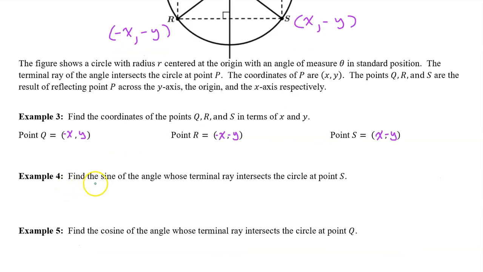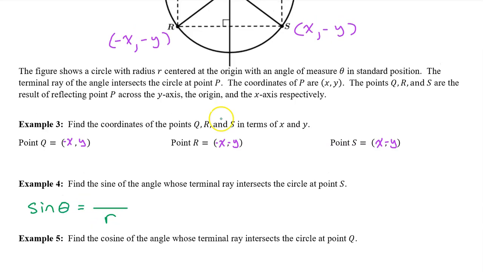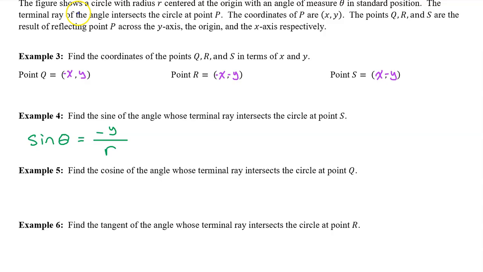Example 4. Find the sine of the angle whose terminal ray intersects the circle at point S. We know that the definition of sine theta is y over r. So we need the vertical displacement divided by the radius. But the vertical displacement of point S is the opposite of y. So that's the answer to example 4.